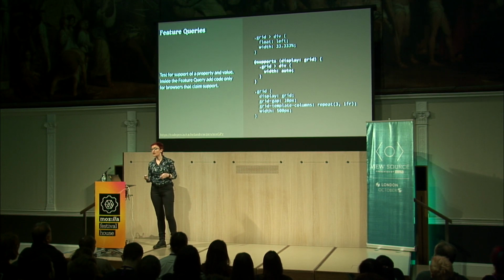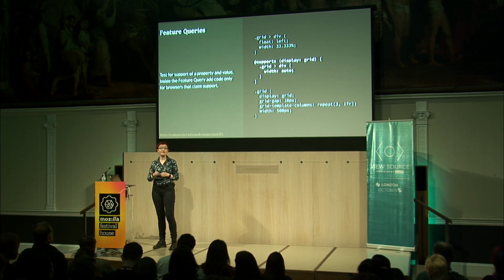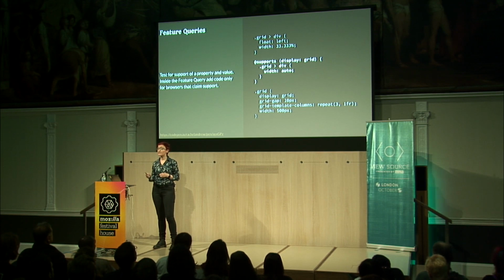So here I've said, I've got my floated item, it's 33%. Then inside my feature query, I just say, set that width back to auto. And so the feature query is @supports, so it's a bit like a media query. I'm saying, do you support display grid? The browser says, I do indeed. Say, right, set that width back to auto, and that's all you need to do. Feature queries, fantastic. And anything new in CSS that happens from now on in, you can use a feature query to detect.